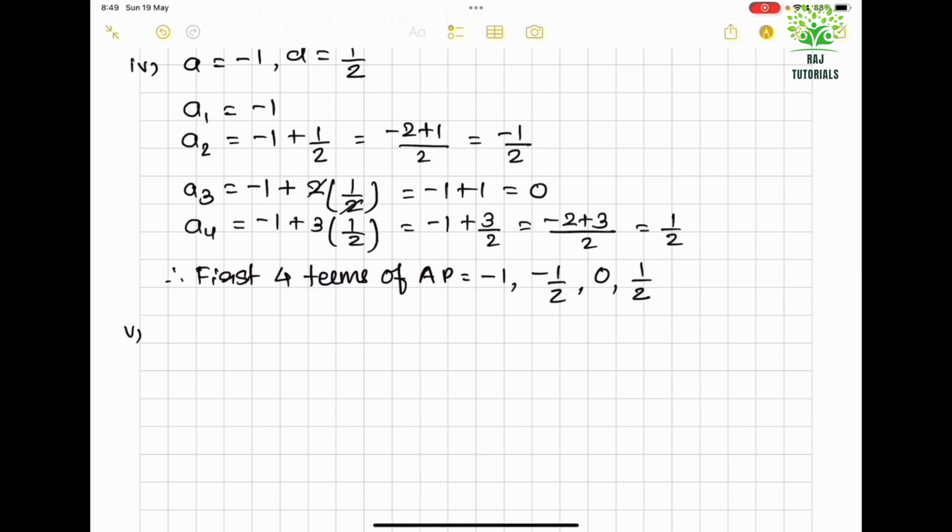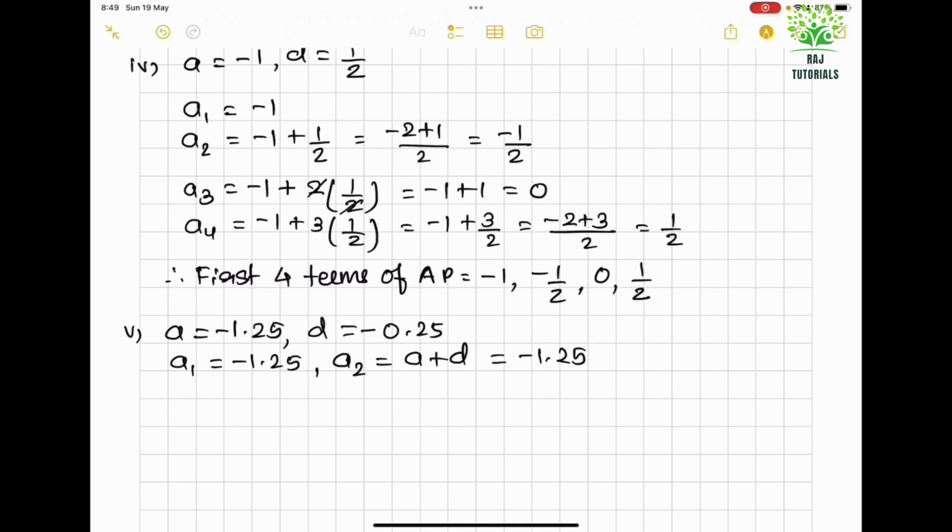The fifth one is A equal to minus 1.25, D equal to minus 0.25. A1 will be minus 1.25, A2 will be A plus D, so that will be minus 1.25 plus minus 0.25, so that will be minus 1.50.